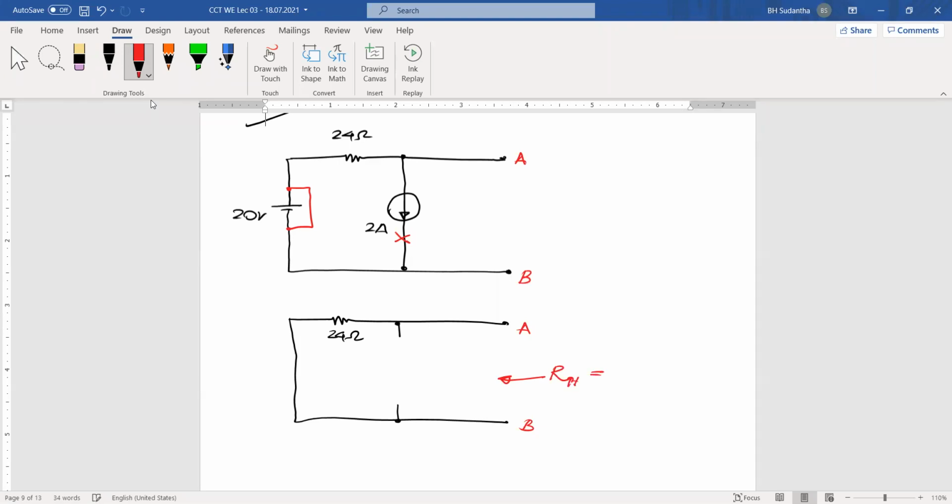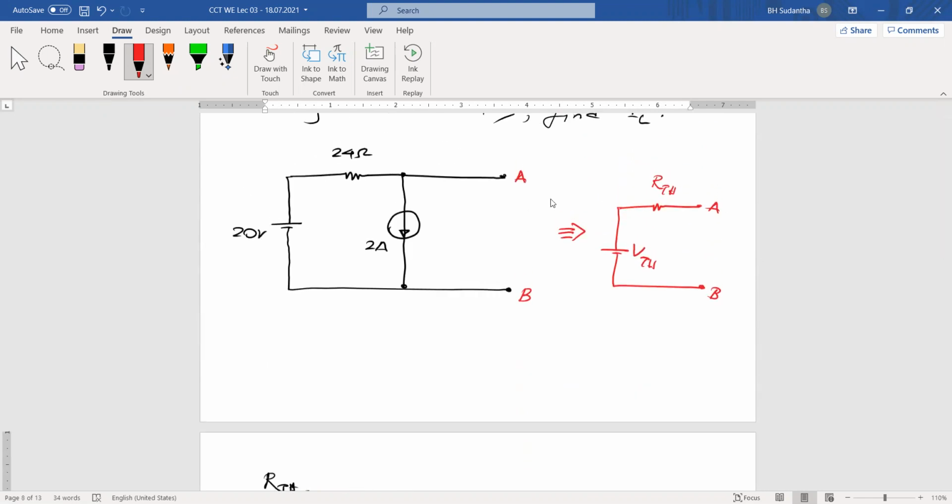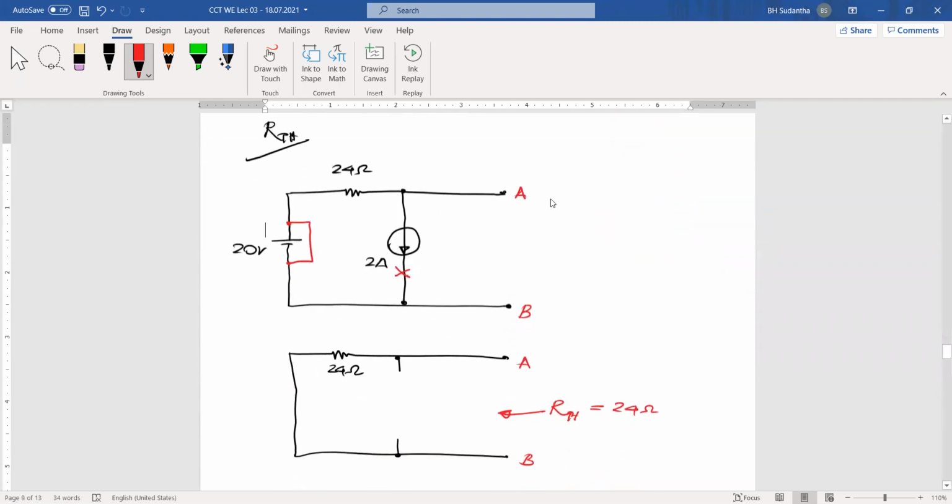Now what is RTH? It's 24. We have only this one because we have to open circuit. When we open circuit that one, then there is no current source. But when we short circuit this one, there is no voltage source also. Now we know the RTH value. Now we have to find VTH. How can we find VTH?